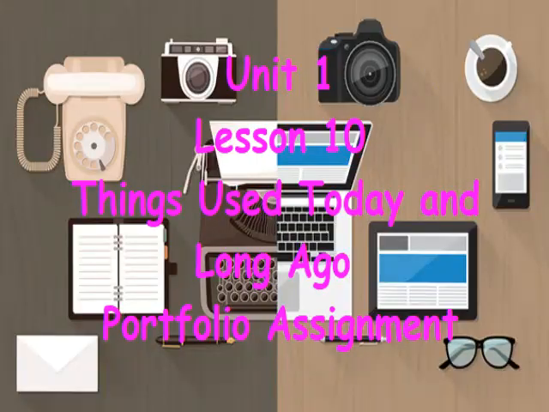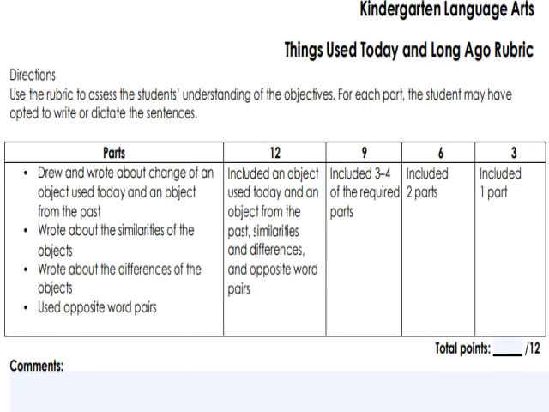Today, I'm going to be going over the Unit 1, Lesson 10, Things Used Today and Long Ago. This is a language arts portfolio assignment that you'll complete at home independently, and then you'll turn it into your teacher and receive a grade. So I'm here to help you get the best grade possible. Before we begin, let's look at our rubric to see what we need to do on our assignment.